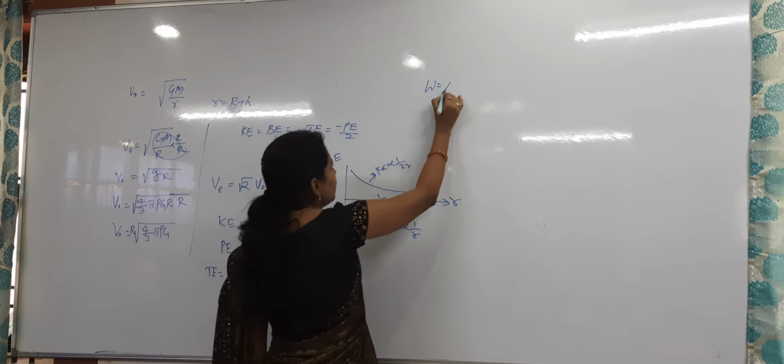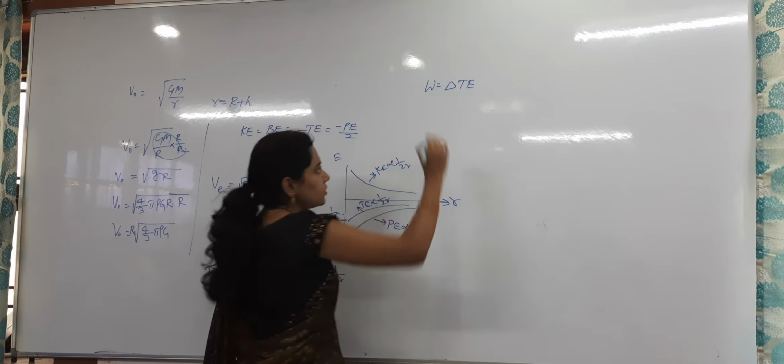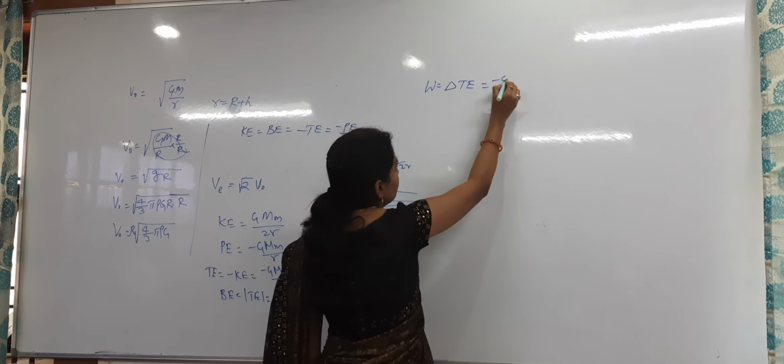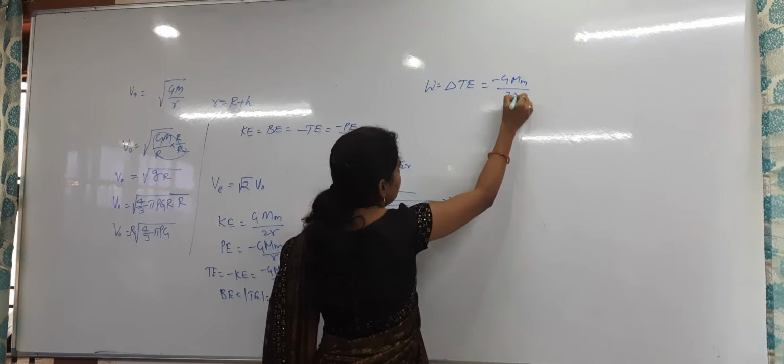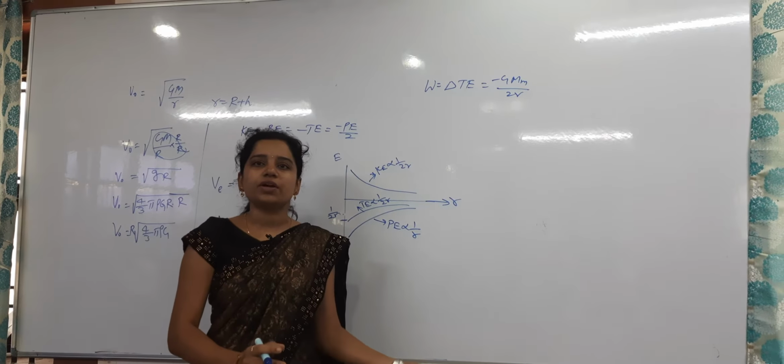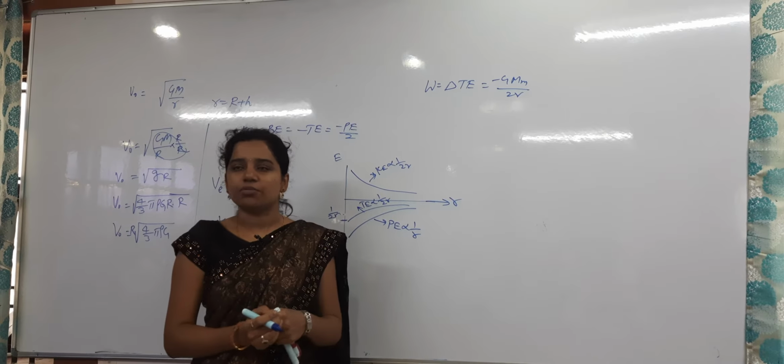Change in the total energy. Work done is equal to change in the total energy. So that is what we will get here: minus GMm by 2R is the work done to shift a satellite, otherwise an object, from one orbit to another orbit.